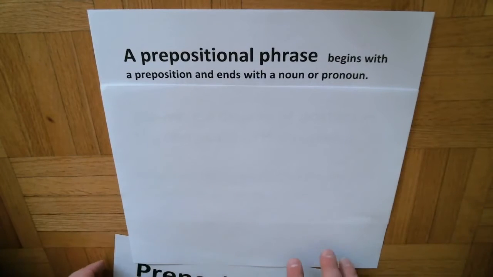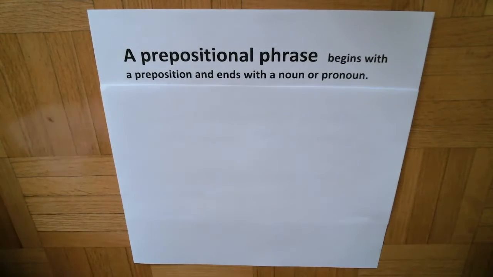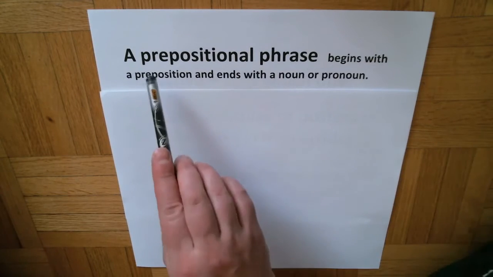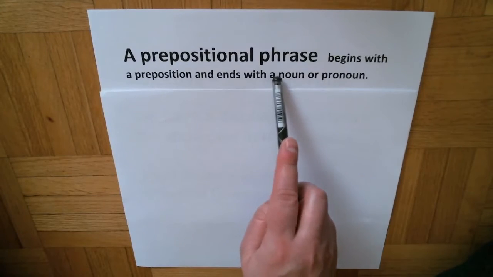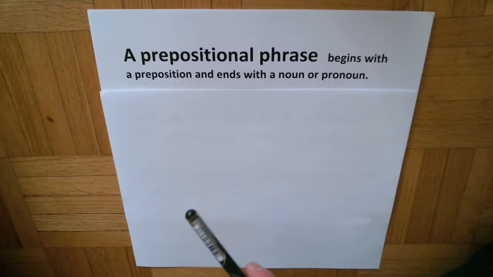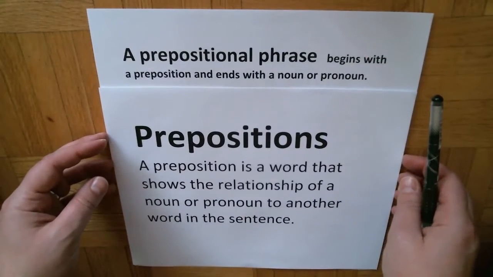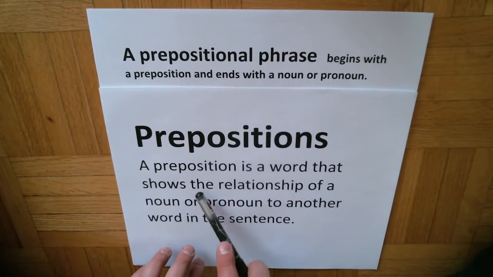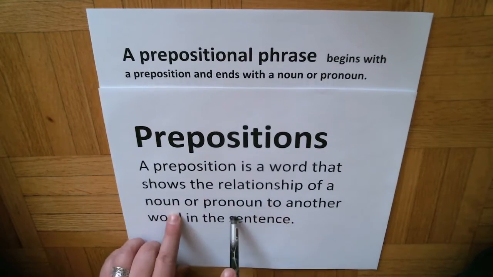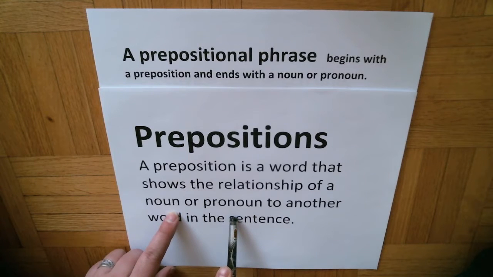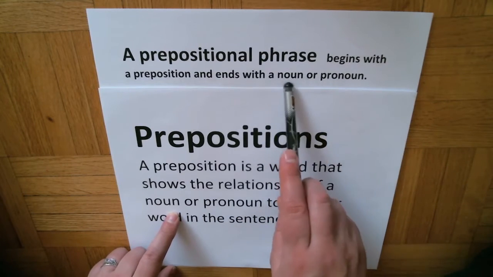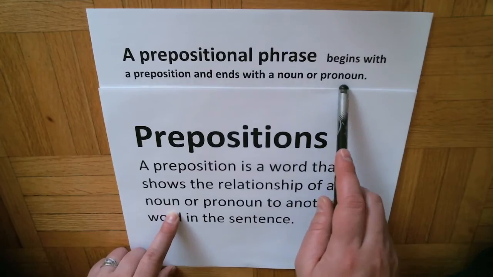Prepositions come in sentences, but they don't actually come on their own. They come inside prepositional phrases. And so a prepositional phrase starts with a preposition and it ends with a noun or pronoun. Let me remind you that our definition is that a preposition shows the relationship of a noun or pronoun to another word in the sentence. So that noun or pronoun would be the one that the prepositional phrase is ending with.